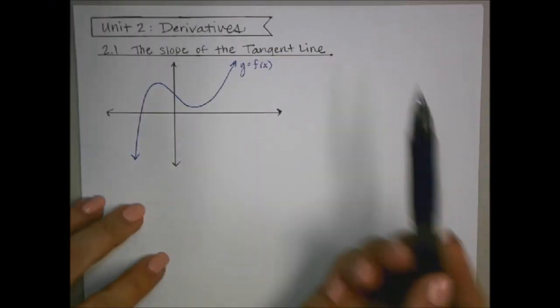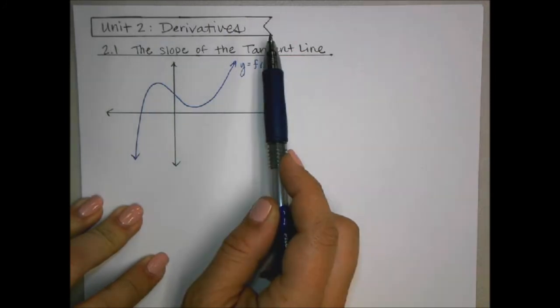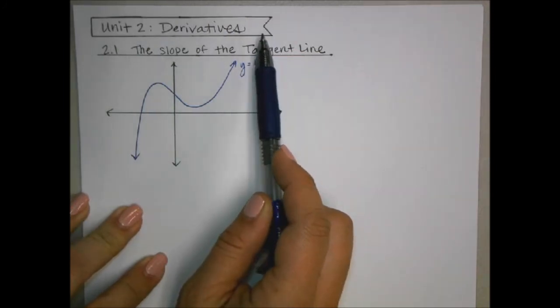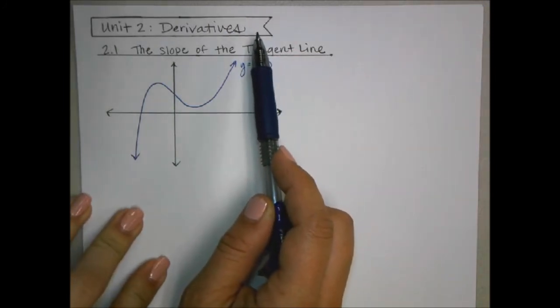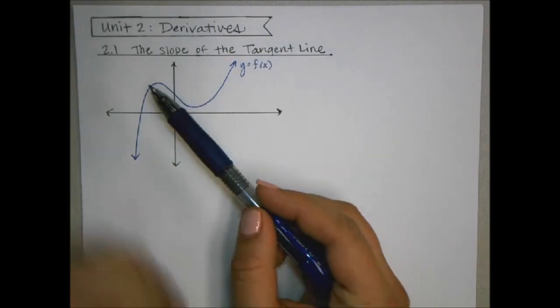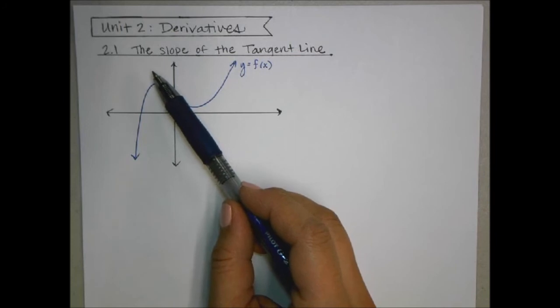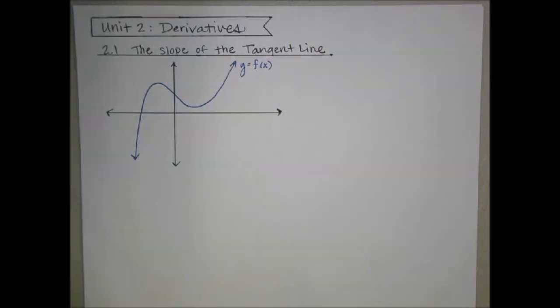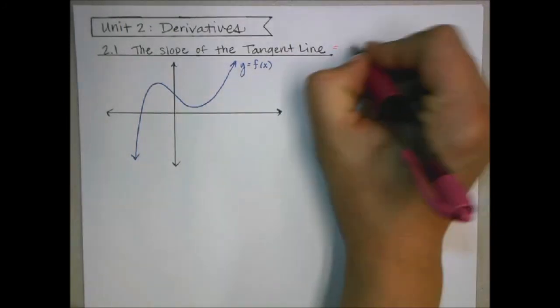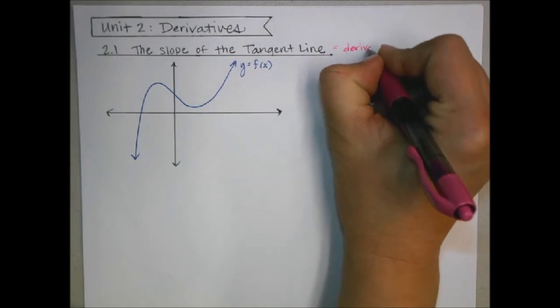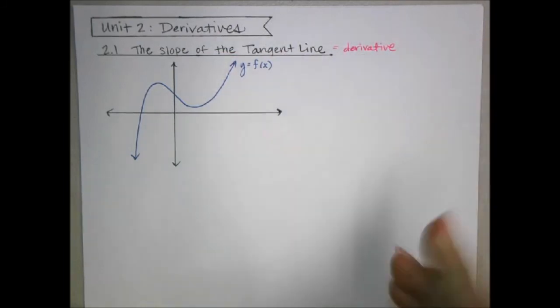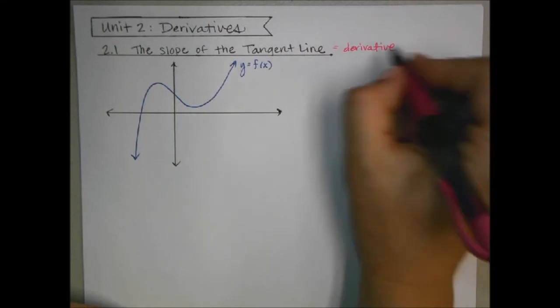Alright, we are covering derivatives in Unit 2. There are a lot of rules that we're going to be learning here. But the first thing we have to do is learn about what a derivative is. A derivative is the slope of the tangent line. So the slope of the tangent line is called the derivative.